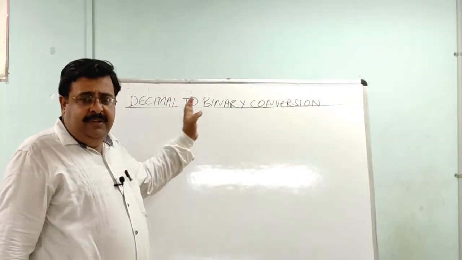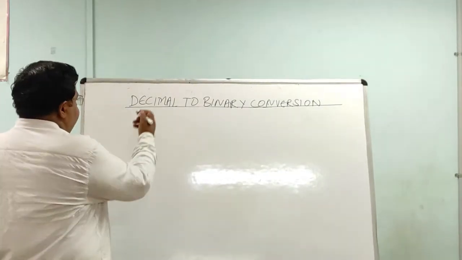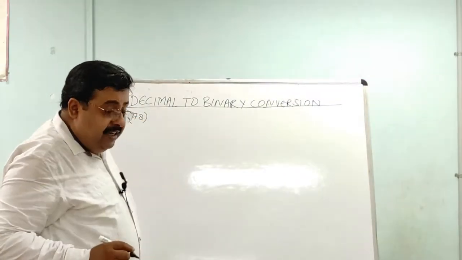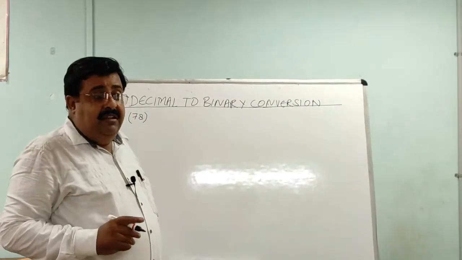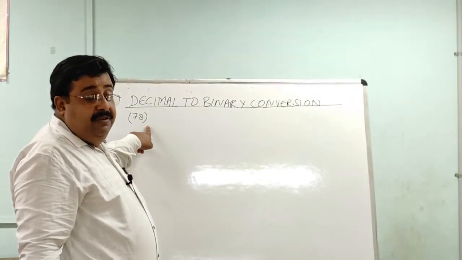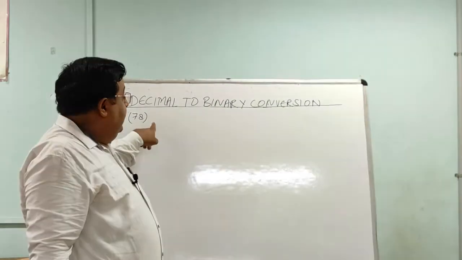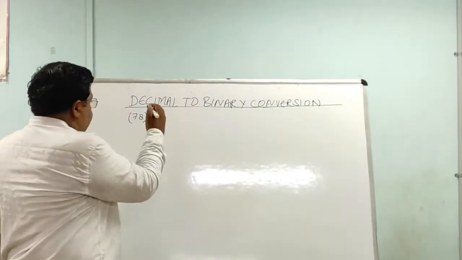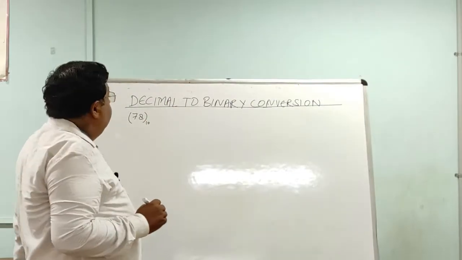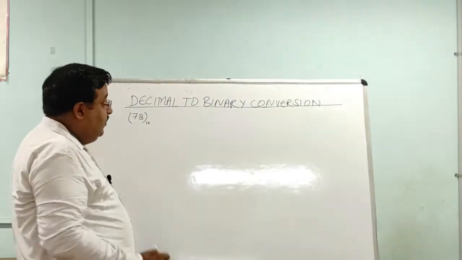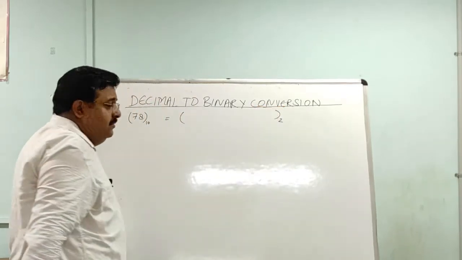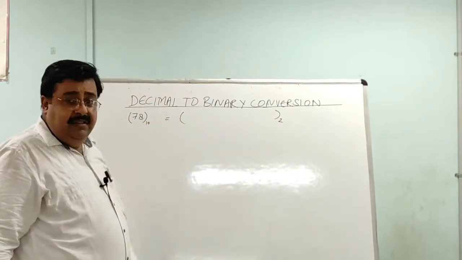For conversion from decimal to binary, let us take a number 78. Now, whenever we are converting one base to another base, the number should always be written in brackets, and outside the bracket we must write the base as a subscript. So, here I will write 10 because the base of the decimal system is 10. I am going to convert it into binary, so that is why I have written 2 there.